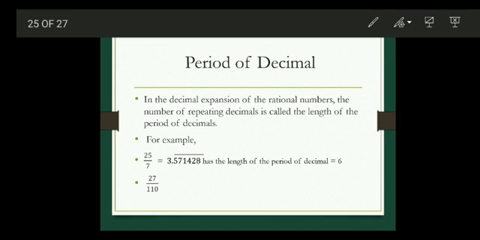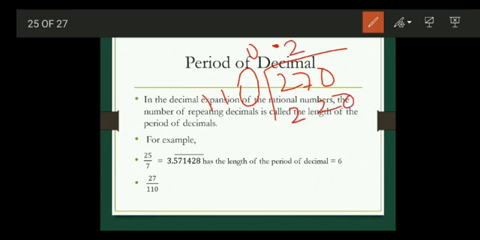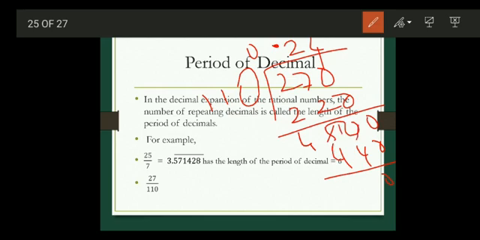Now take the second one, 27 by 110. When you divide 27 by 110, since 110 is greater than 27, make a point and add 0, 270. 2 110s are 220. The remainder will be 50. 4 110s are 440. Add 0, 60 you will get. Add 0. 5 110s are 550. Remaining 50. You will get 500. Again 4.